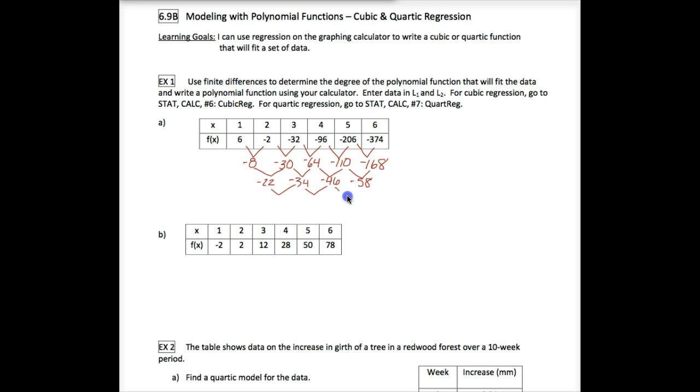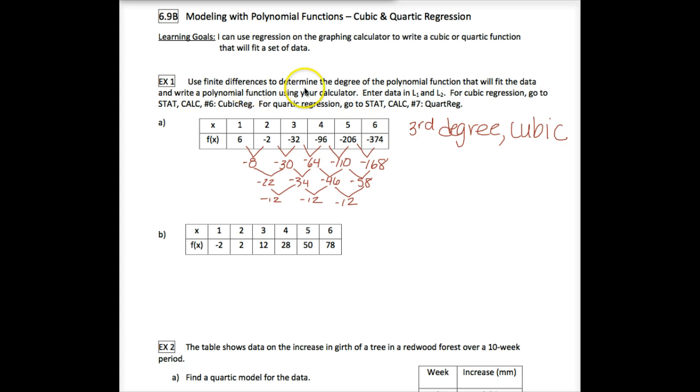So now third order differences, negative 34 minus negative 22 is negative 12. Negative 46 minus negative 34 is also negative 12. And negative 58 minus negative 46 is also negative 12. So this is the third order differences that are constant and non-zero. So that means that the degree of the polynomial is the third degree. So that means we are trying to find a cubic model for this particular data.